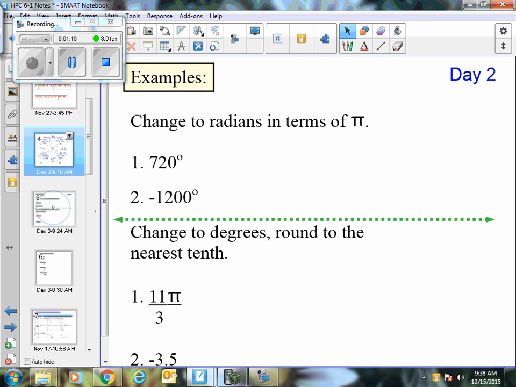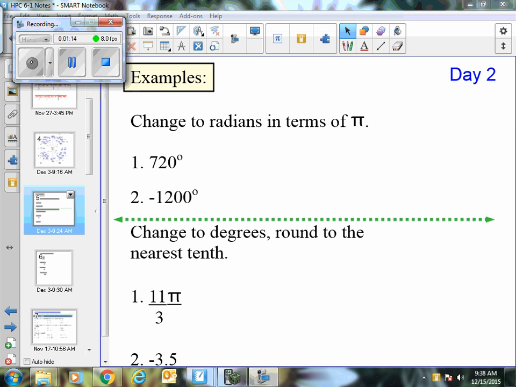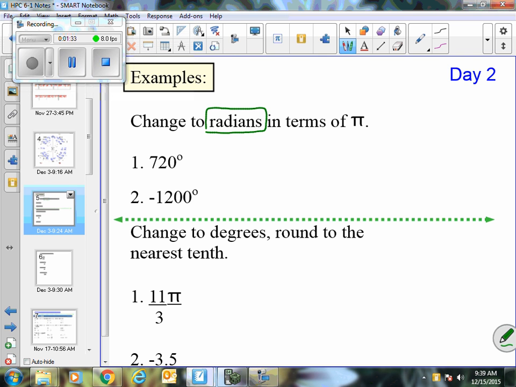All right, so what we're going to do today is take that a little bit further. We're going to change angles that maybe aren't just the regular special unit circle values, so maybe not the 30, 60, 45. Things are a little bit bigger, maybe a little bit harder to deal with, and we're just going to do that conversion. We're going to change from one unit to the other. If we're going to take a degree measure and change it into radians in terms of pi, what that's telling me is they want an exact answer, an exact ratio.